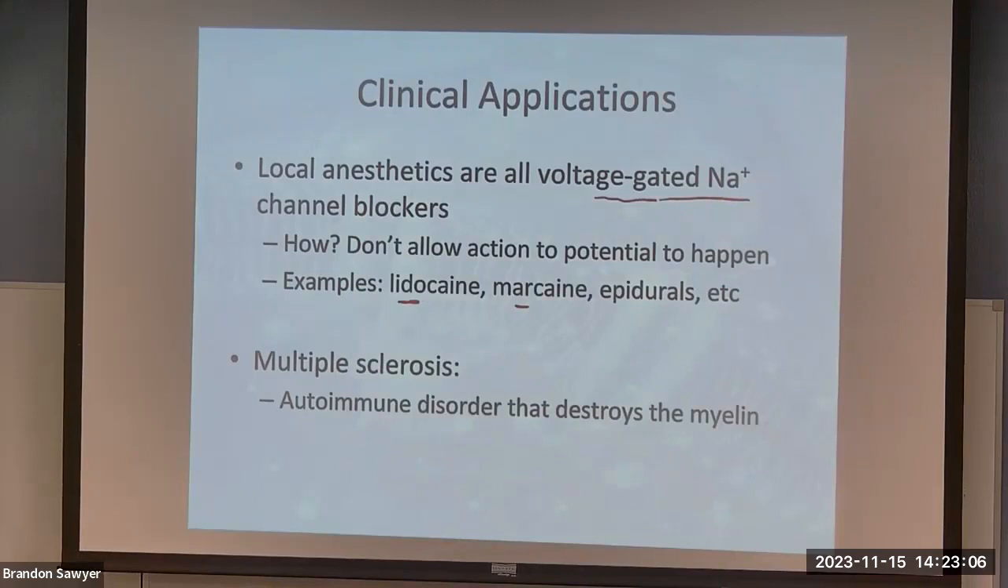So now we can't use our sensory neurons anymore. We can't send that signal back to our brain that tells us something's wrong down there. So we don't feel the pain, right? It just numbs it. Epidurals are the same way, right? When during delivery. MS is related to the nervous system as well. Obviously, it's an autoimmune disorder that destroys myelin sheaths, specifically in the central nervous system.